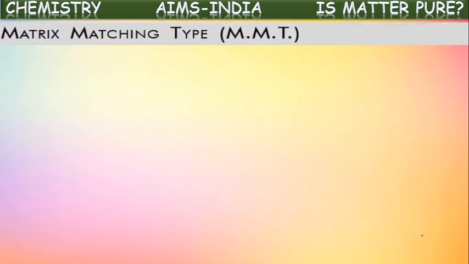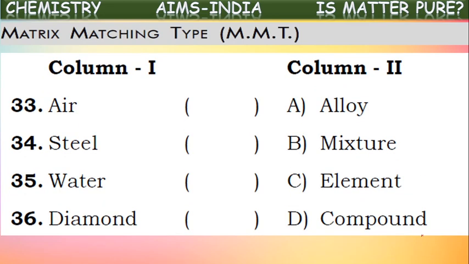Matrix matching type questions. So here they give two columns. We have to match the one in column 1 with the options given in column 2. So sometimes one may be matched with one or more than one also. So check the options carefully and try to match all the possibilities. See here, air. What kind of substance is this air? Is it an alloy or a mixture or an element or compound? Air is a mixture because it contains several gases in it like oxygen, nitrogen, carbon dioxide, water vapor. So it is a mixture of all these gases. So it is a mixture.